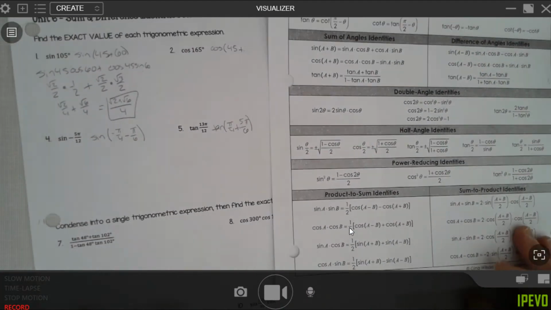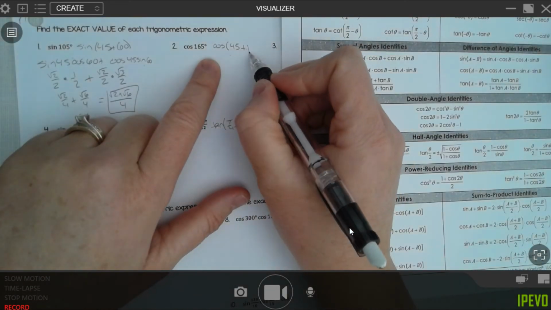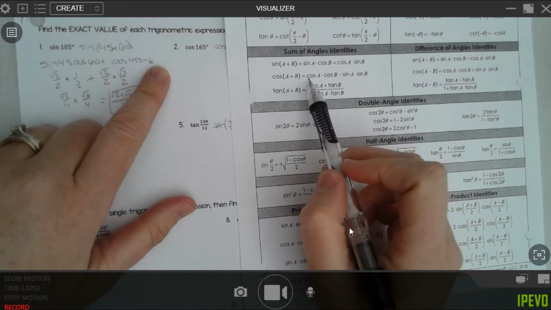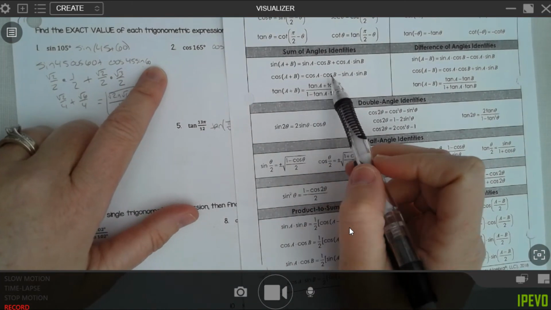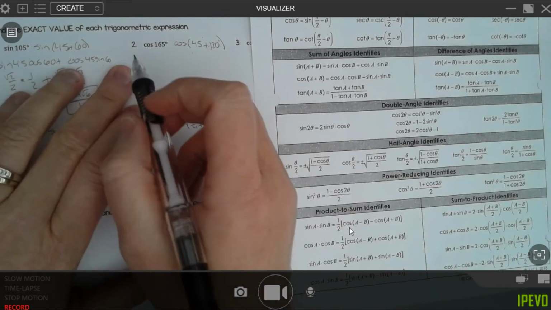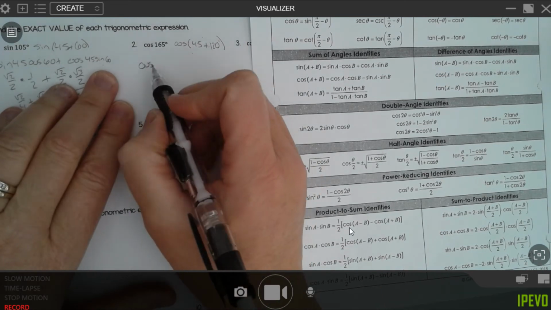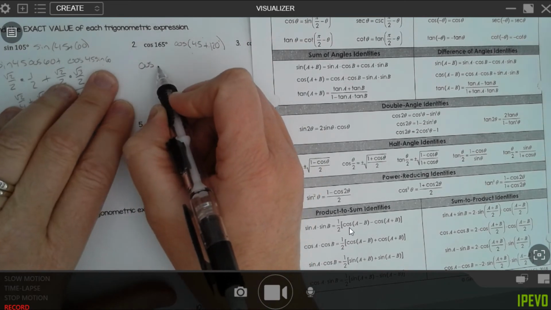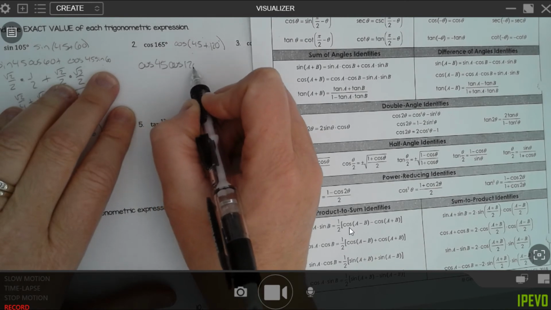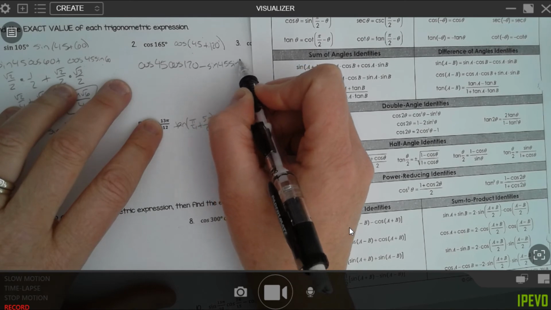So number 2, same thing. I knew it had to be 45 plus something, so it's going to be 45 plus 120. Now we're going to use the cosine rule right here. Wherever I see an A, I'm going to put 45, and wherever I see a B, I'm going to put 120. So I'm going to do cosine of A, so 45, and then cosine of B, 120, minus sine of A, sine of B.